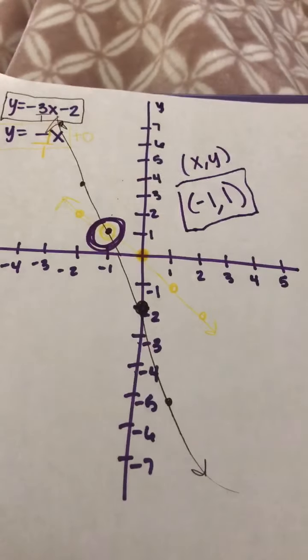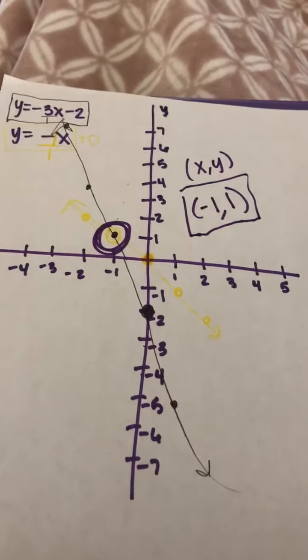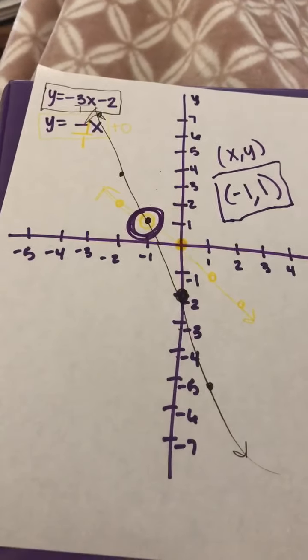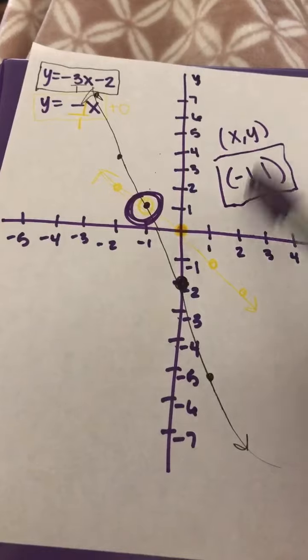Whenever we're solving systems, we are looking where they intersect, and in this particular one, they intersected at -1, 1.